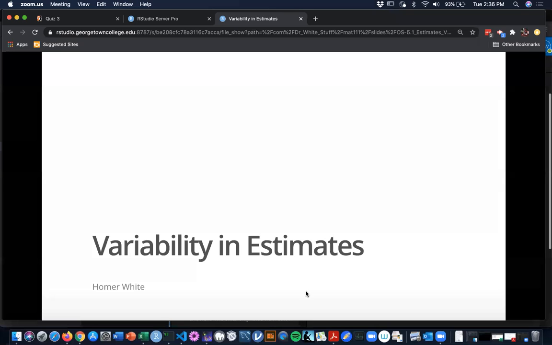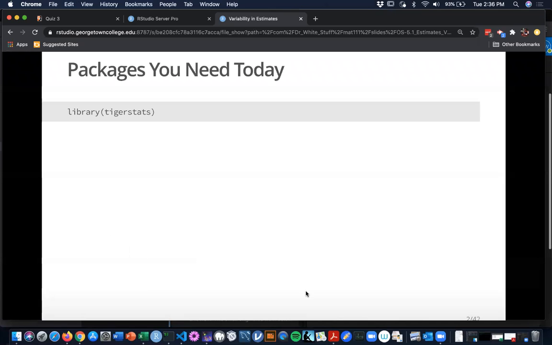So, sharing screen, desktop, share. Okay. So you're going to need Tiger Stats, or I am, and I've got that loaded.